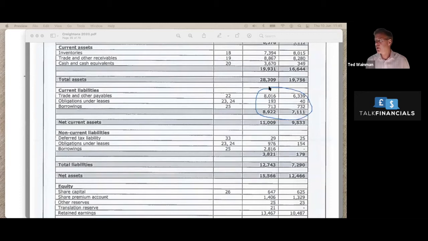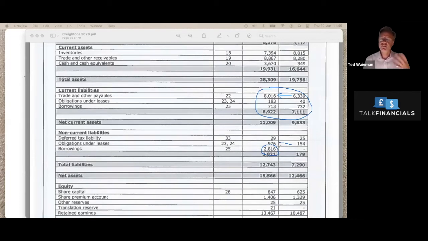That's absolutely fine. Again, the trade and other payables has gone up a little bit. That's probably reflecting the 14% increase. That's not massive. That's not a big issue. And there's no other real liabilities. You'll notice the obligations under leases has increased, but that's merely because they've had to bring certain assets onto the balance sheet.